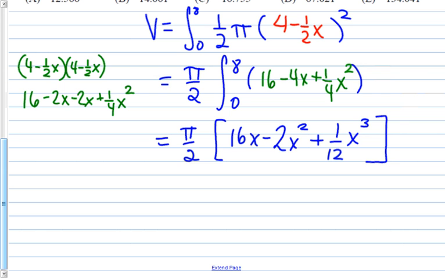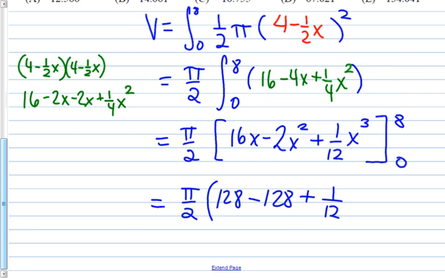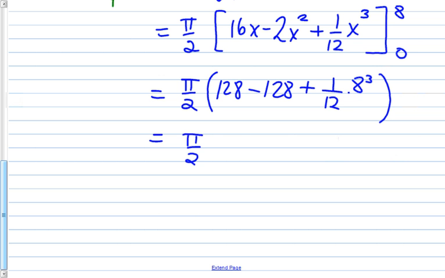And so I'm evaluating this from 0 to 8. The beauty of 0 is it's not going to do a thing. 8 is, though. So 16 times 8, that's 128. 2 times 8 squared, that's also 128. Ooh, look, they cancel out. And then 1/12 times 8 cubed. Did I say 8 cubed? Yeah, 8 cubed, so 8 times 8 times 8. I'm too lazy to reach for a calculator. Okay, and then pi over 2, and like I said, these cancel. 8 cubed over 12 ends up being 128 over 3.